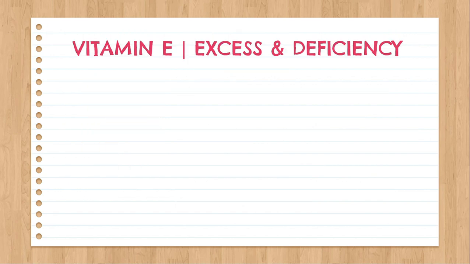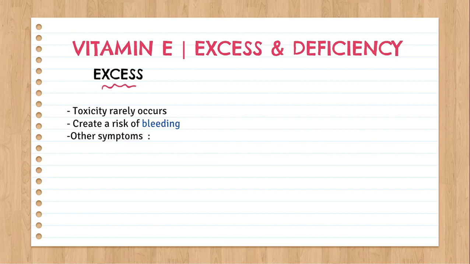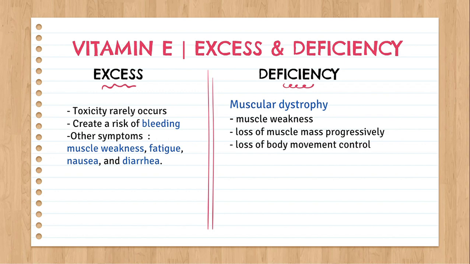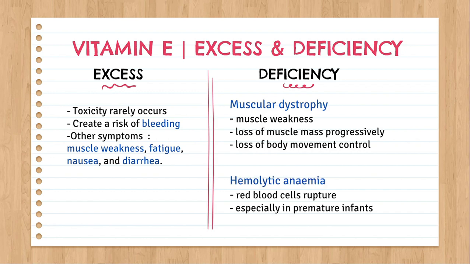Next, excess and deficiency of vitamin E. Toxicity of vitamin E is rare, but too much supplemental vitamin E may cause bleeding, muscle weakness, fatigue, nausea, and diarrhea. On the other hand, deficiency in vitamin E can cause muscular dystrophy. The symptoms include muscle weakness, progressive loss of muscle mass, and eventually loss of body movement control. Moreover, lack of vitamin E may cause hemolytic anemia, which is due to rupture of red blood cells. This occurs more frequently and seriously in premature infants if there is not enough vitamin E.